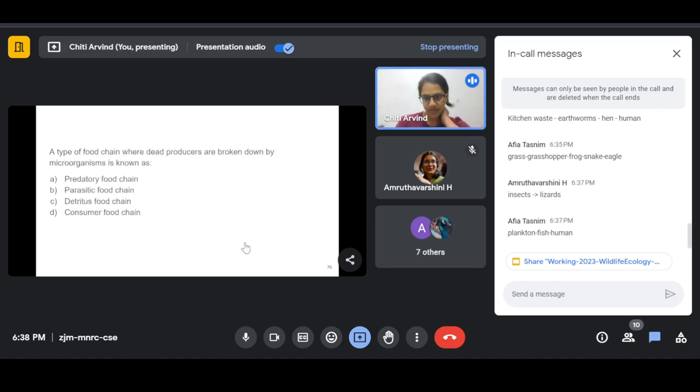Alright, a type of food chain where dead producers are broken down by microorganisms is known as, is it a predatory food chain, parasitic food chain, detritus food chain, or a consumer food chain? What kind of food chain is it? Anyone? No one? Okay, see.